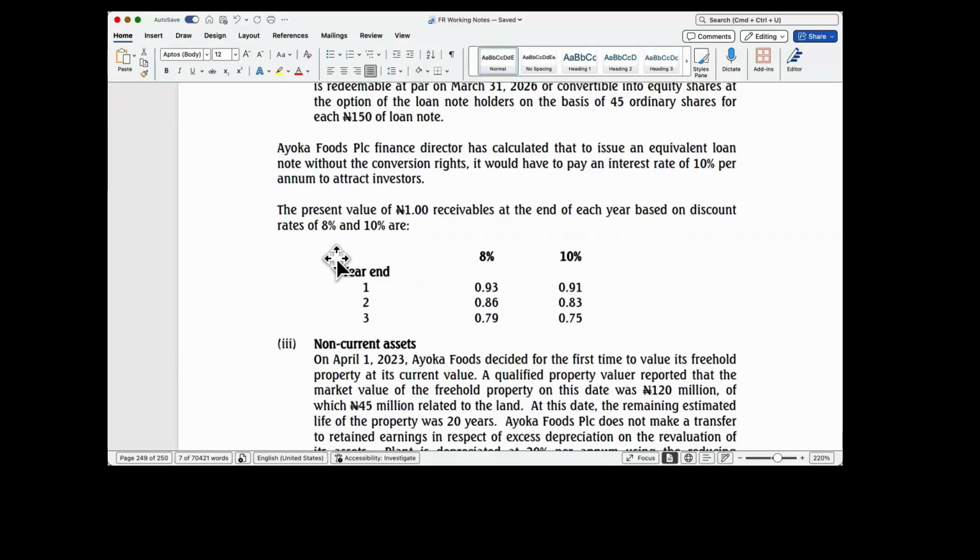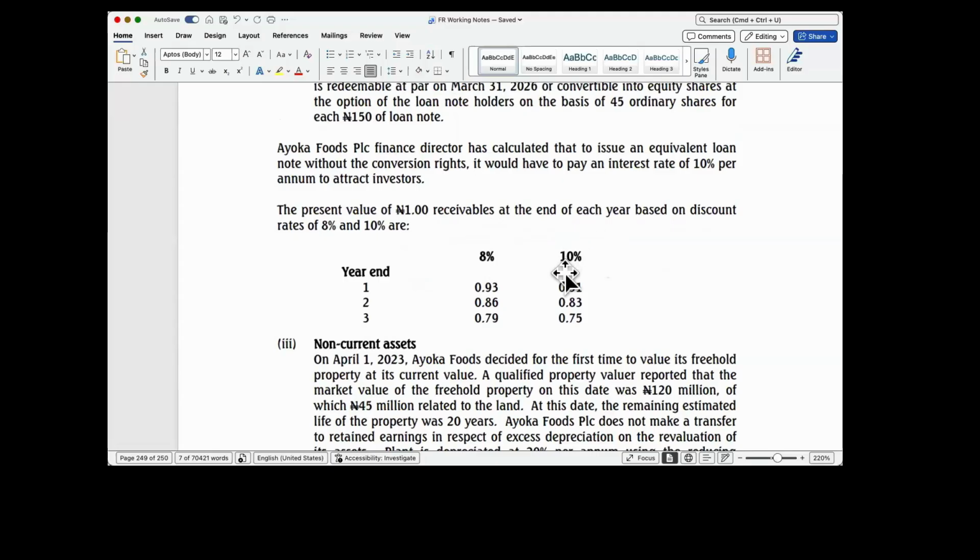Now, we're told that the present value of €1 receivable at the end of each year, based on discount rates of 8% and 10%, are as follows. Yeah, this is a standard question. An FR question will not be asking you to calculate the discount rate. They should give it to you. This is not FM, this is not PM. They should give you in the exam. So they gave us discount rates at 8% and at 10%.